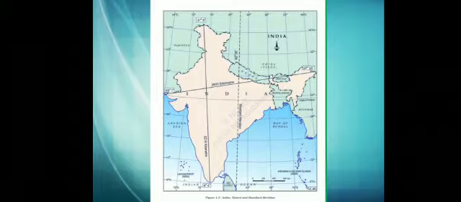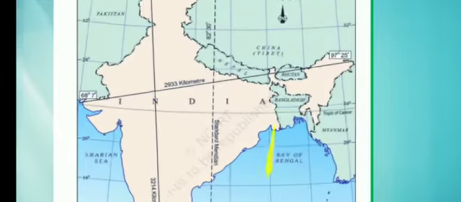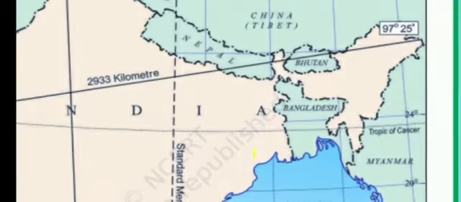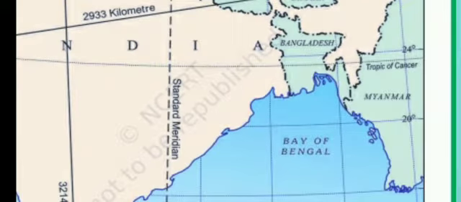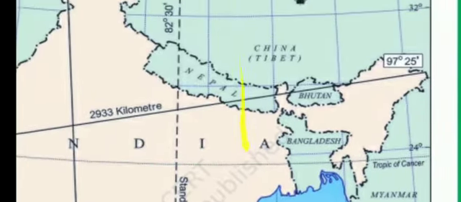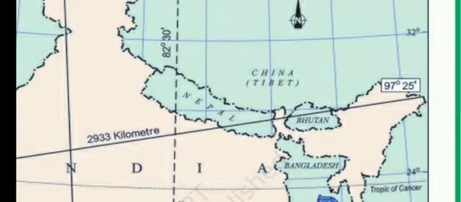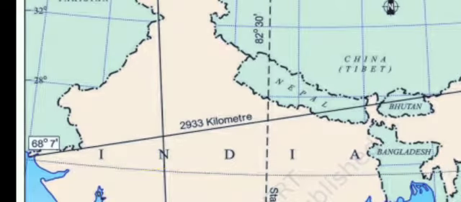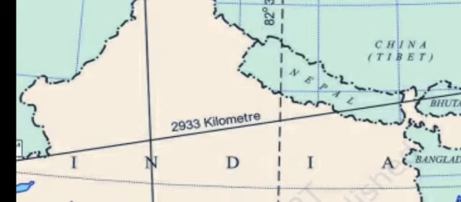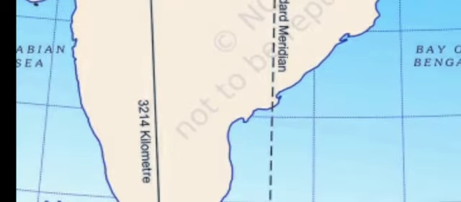Now students, you can see this map. You can see on this map here it is written standard meridian. Standard meridian is the line which decides the standard time of India. This line is on the 82 degrees 30 minutes longitude. The east-west extension of India is 2933 kilometers, and the north-south extension of India is 3214 kilometers.